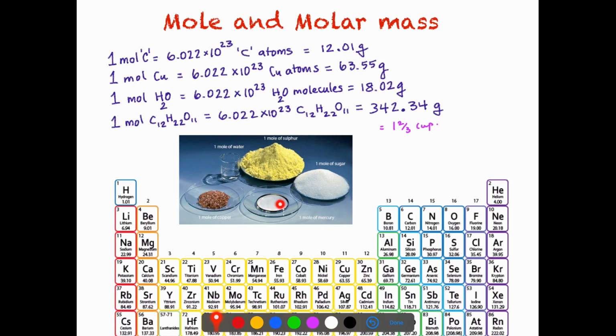And if this is 1 mole, guess what its weight would be? This is 1 mole of mercury. So you have to go down to the periodic table and get the weight of mercury, which is 200.59. Okay, all right.